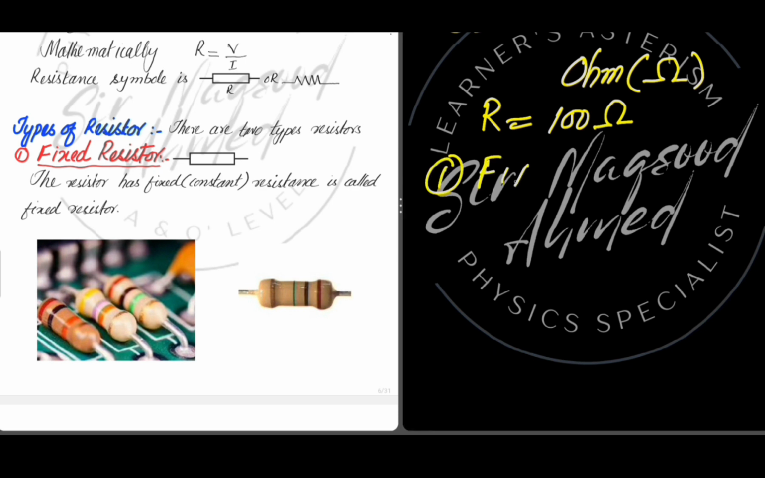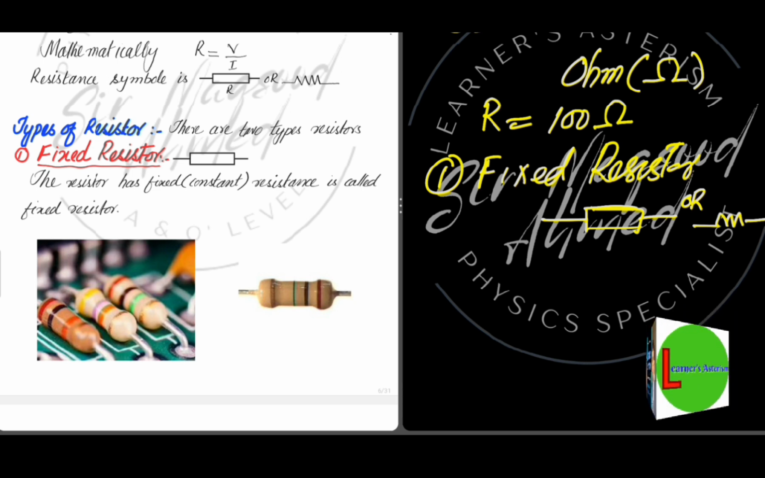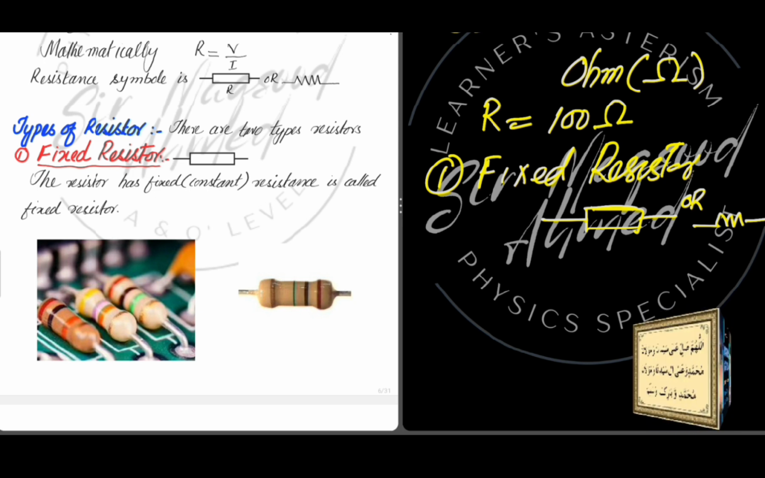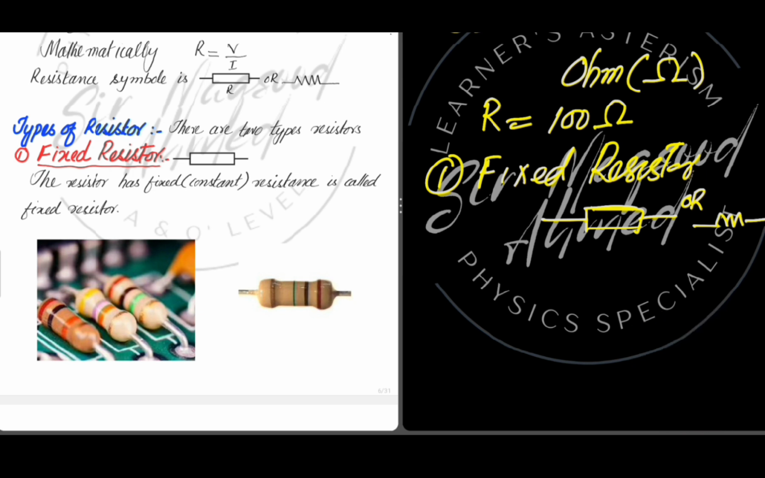Number one, fixed resistor. This is the symbol used for a fixed resistor. The fixed resistor is that resistor which provides constant resistance for the flow of current, which has a fixed resistance. Its resistance cannot be changed. Some fixed resistors are shown in the diagram on the left side.